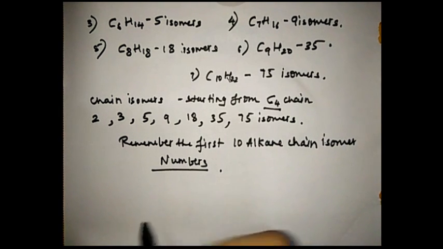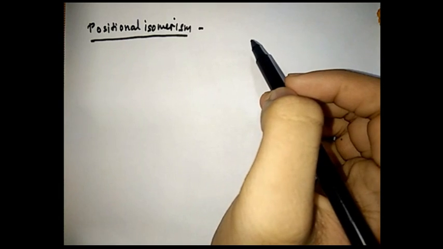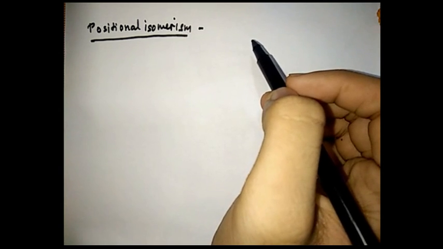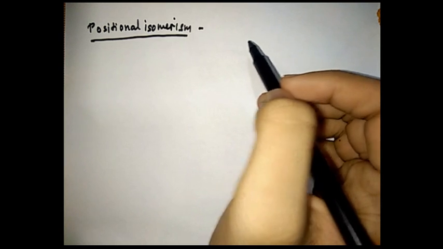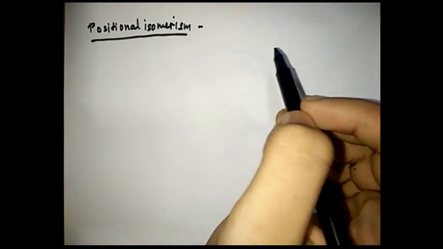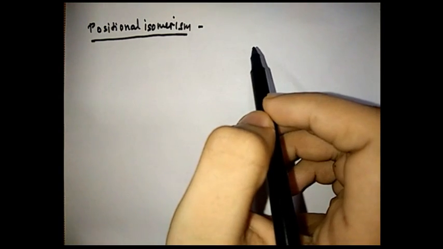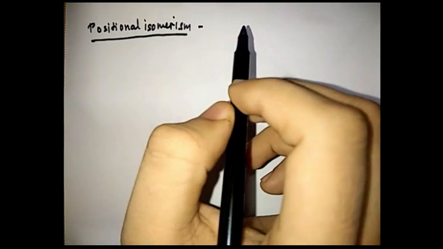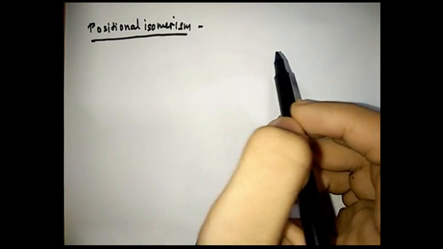This is now the second subtype of structural isomerism, positional isomerism. In positional isomerism, the isomers show different properties due to different position of substituents, functional groups, multiple bonds on the same carbon chain. But the thing here is, the length of the carbon chain should never change.